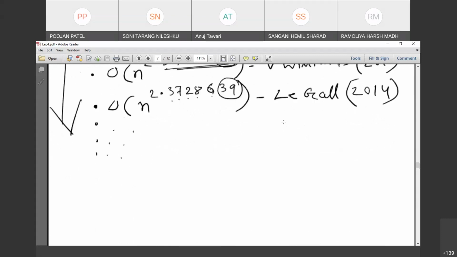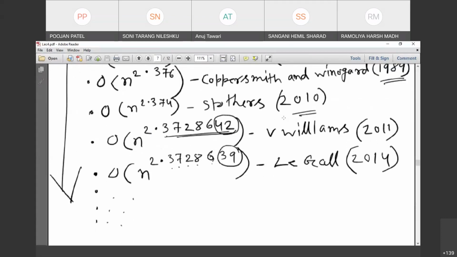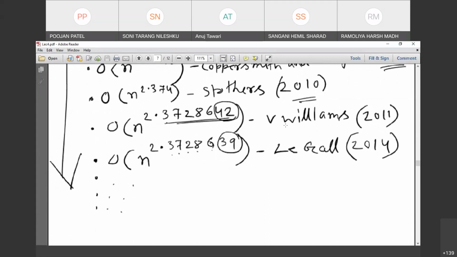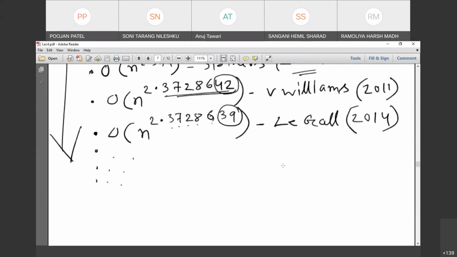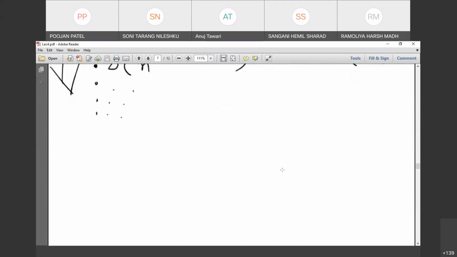Okay, this is about matrix multiplication. Is there any question about this? Okay, so this is a nice linear algebra. We move on to some other applications of divide and conquer.